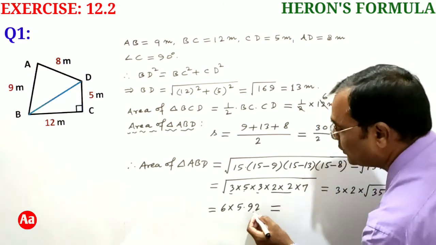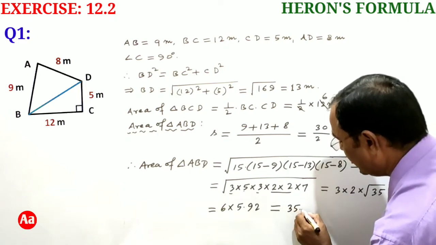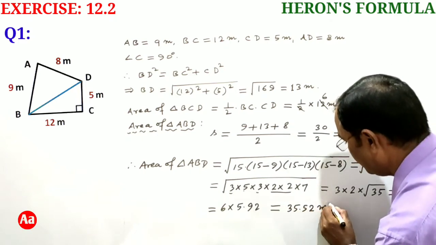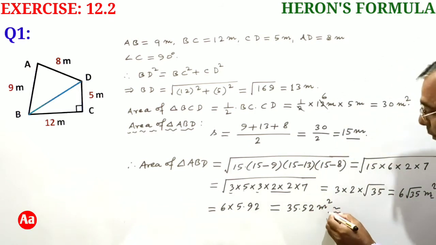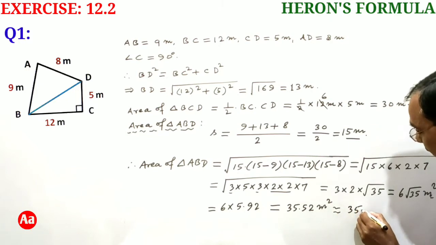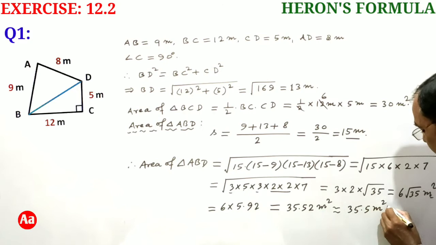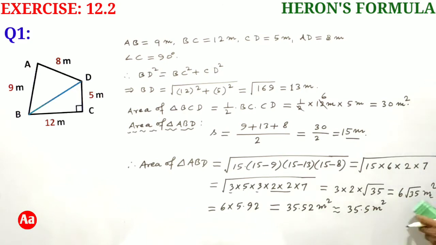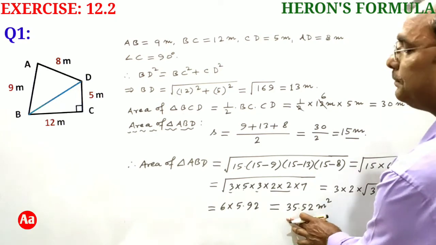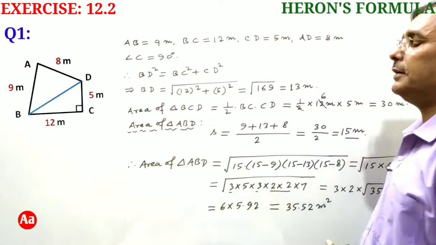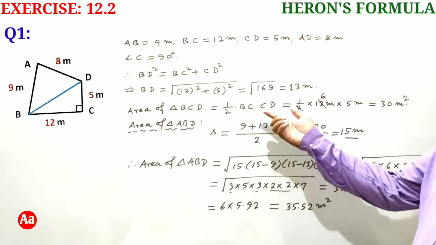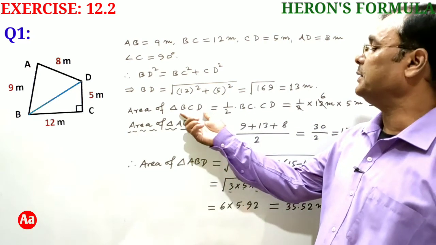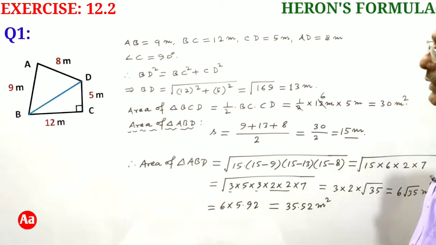So this is equal to 35.52 meter square. If you round it up to 1 place of decimal, it is 35.5 meter square, and this is an approximate value. Let's not write it here. So this area of triangular part ABD of the park we have got 35.52 meter square, and area of this triangular part BCD we have got 30 meter square.